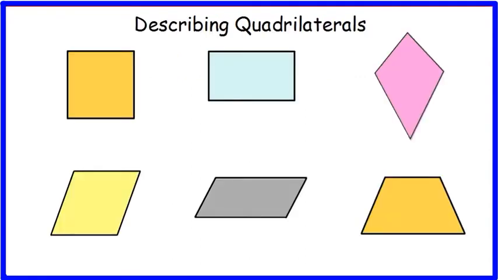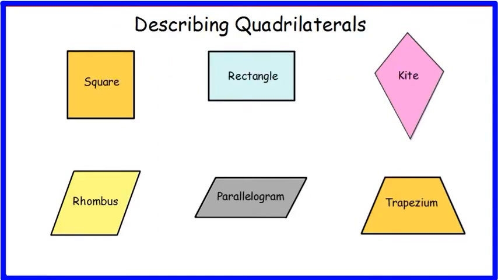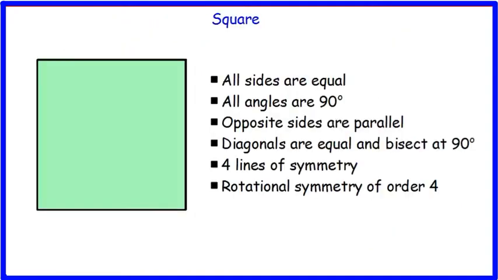Okay, so describing quadrilaterals, well, first of all, we need to know the 6 names. Now, these names were on the front page as well. So we have a square, a rectangle, a kite, a rhombus, which is a square pushed over, a parallelogram, which is a rectangle pushed over, and a trapezium. So we're going to talk about each of these 6 quadrilaterals in turn.